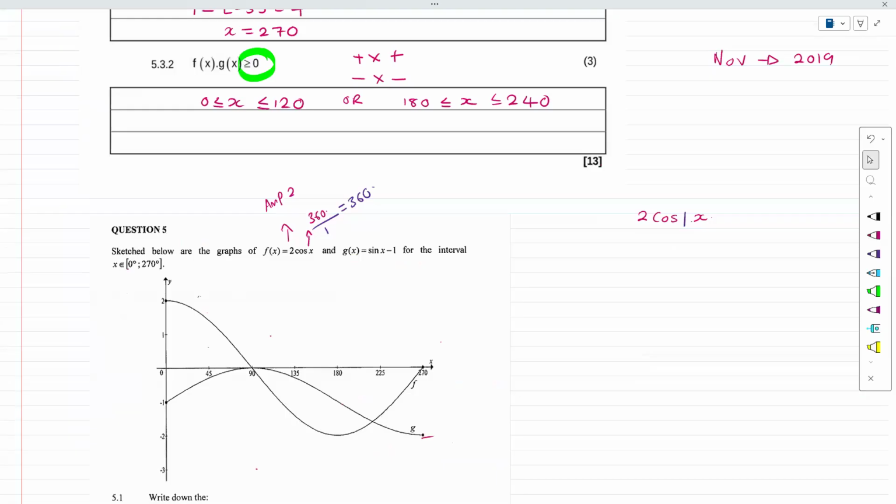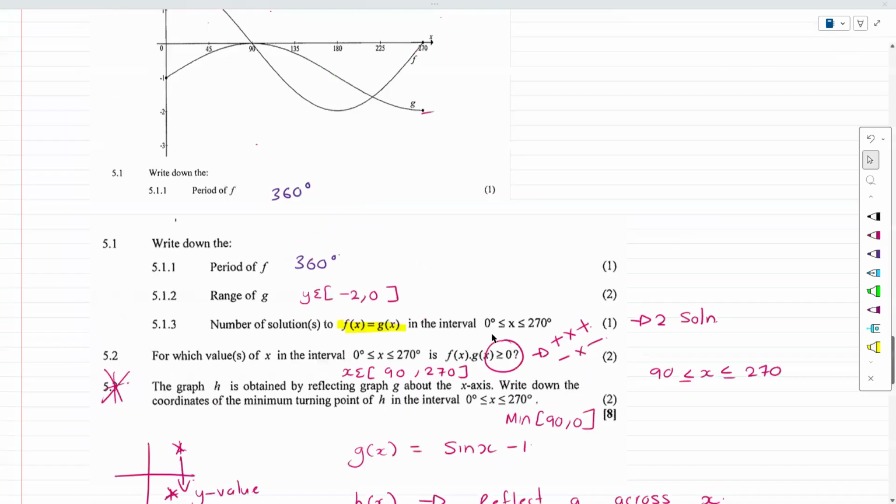But this should be the end of 2017 again. 2017 was just a repeat of the previous paper, 2019. In the next lesson, we'll do September of 2017, and we'll do 25, 24, and 23.